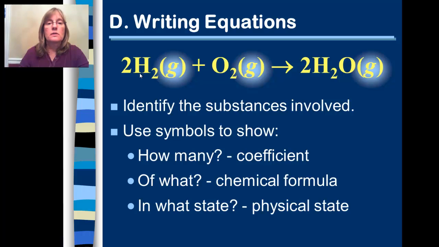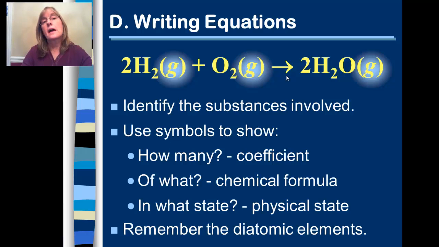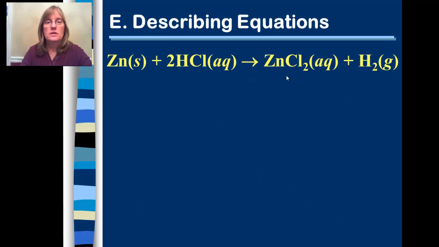Now also you'll notice here that with these numbers we can say this equation: 2 moles of hydrogen gas plus 1 mole of oxygen gas yields 2 moles of water vapor. Sometimes we do not include the states even if they're written there, but you need to know what the symbols mean. Remember the diatomic elements. You're going to need these in order to write equations.